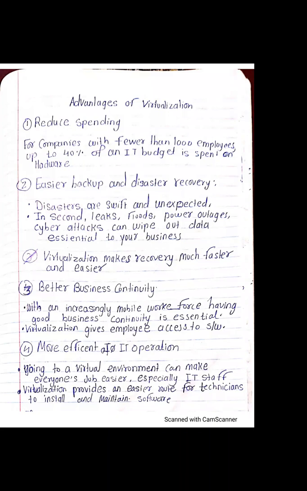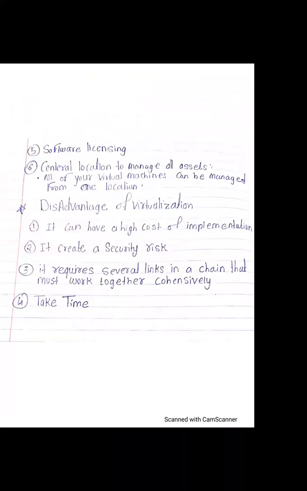Okay. Then a central location to manage: all of your virtual machines can be managed from one location. If you are using virtualization, you need just a host server, and from the host server you can access data from any device like mobile, tablet, PC. So these are the advantages of virtualization. It means if you have a host, then with the help of this host you can easily connect and develop your software applications, but for that you need some device like mobile, tablet, or PC, whatever.